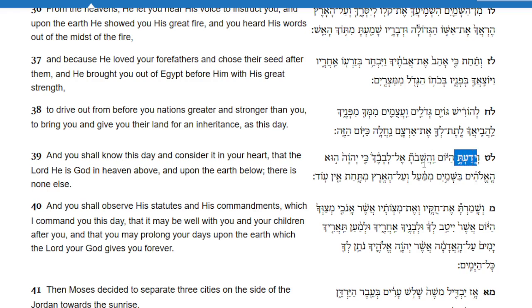You should know today and should return it. That means you should imprint it and force it into your heart. Ki Hashem hu Elokim. God is the one who's the master of all the forces in the universe. In the heavens above and the earth below, there's nothing else besides him. No other power besides him. Or on one level, there is nothing except him, essentially.